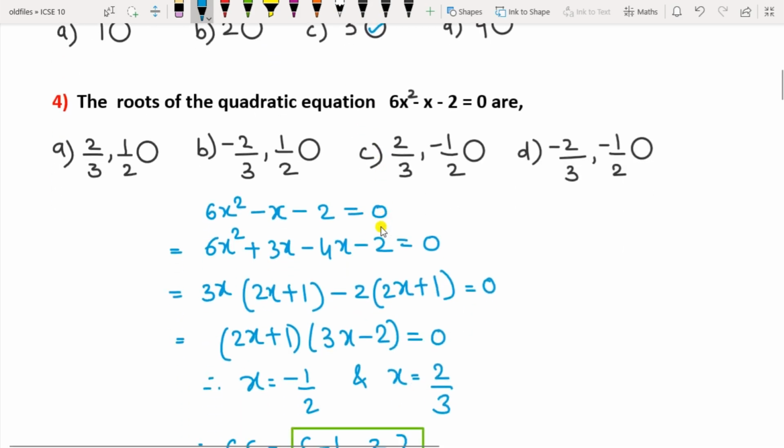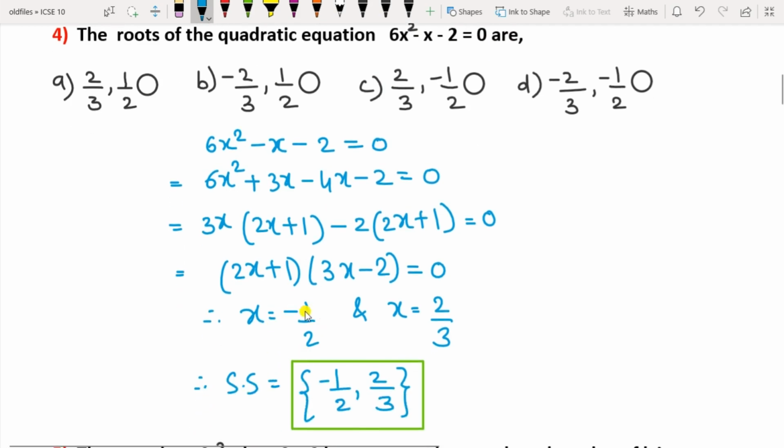The roots of the quadratic equation 6x square minus x minus 2 equal to 0 are. So here you have to find the roots of this quadratic equation. Solve the quadratic equation by factorization method, and here you get the roots of the equation as x equal to minus 1 by 2 and x equal to 2 by 3. So minus 1 by 2 and 2 by 3 are the roots of this quadratic equation. So this is the correct answer.